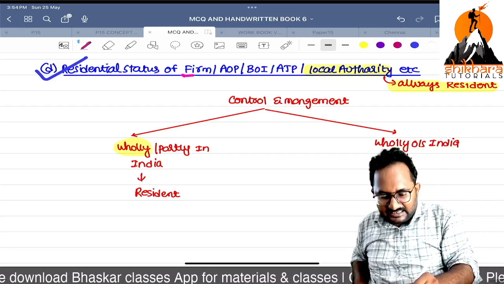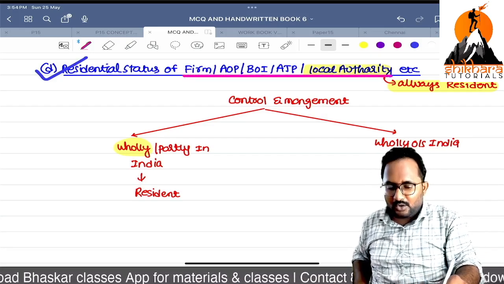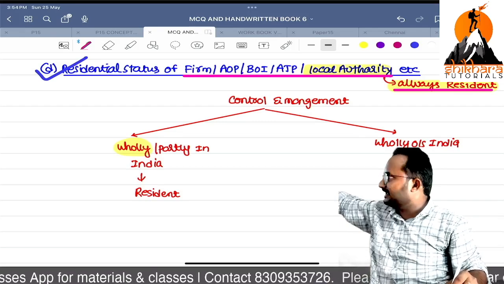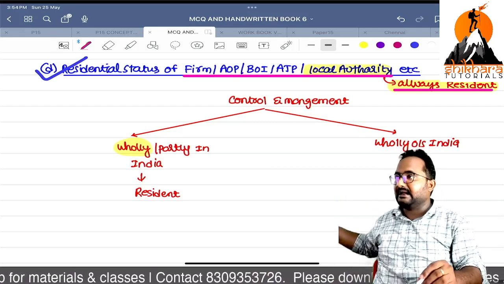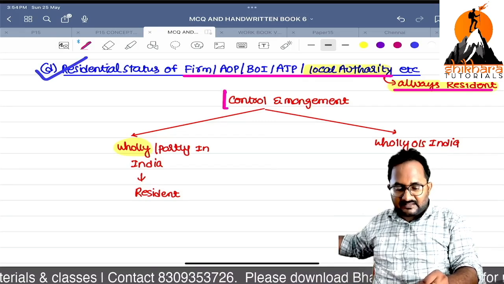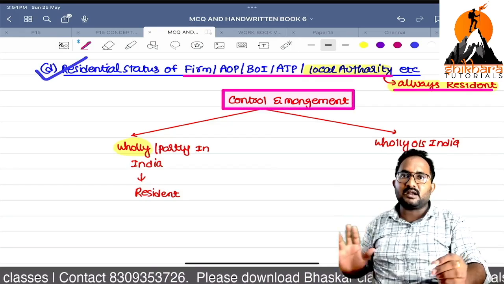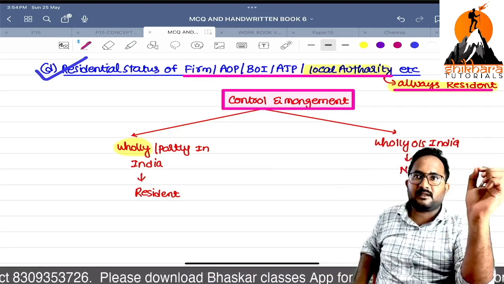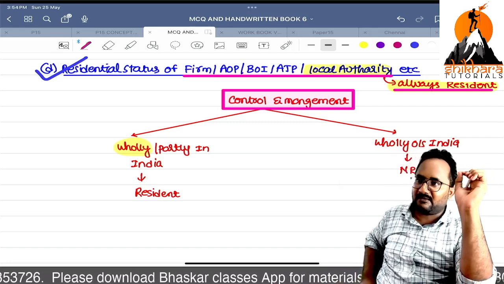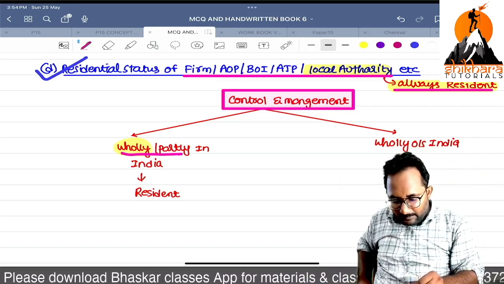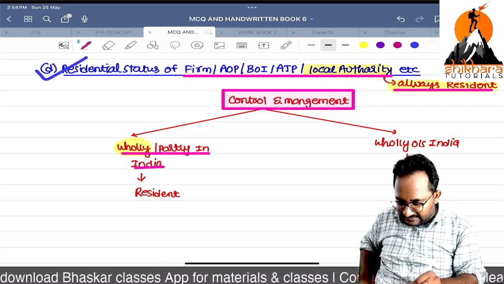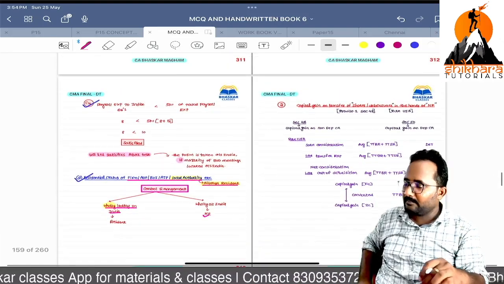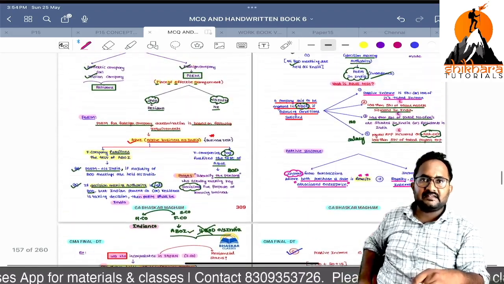Now, remember, for partnership firms, AOP, BOI, AJP, and local authority, the residential status rule is this. Local authority means municipality, panchayat, corporations, always resident. But for the remaining assessees, please check the control and management. Do you know what is meant by control and management? Central control and management means the decision-making place, not the employees' working place, not an agent's working place, not the place of day-to-day activities. If the control and management is wholly or partly in India, the assessee is resident, otherwise non-resident. So this is the residential status relating to all the assessees.